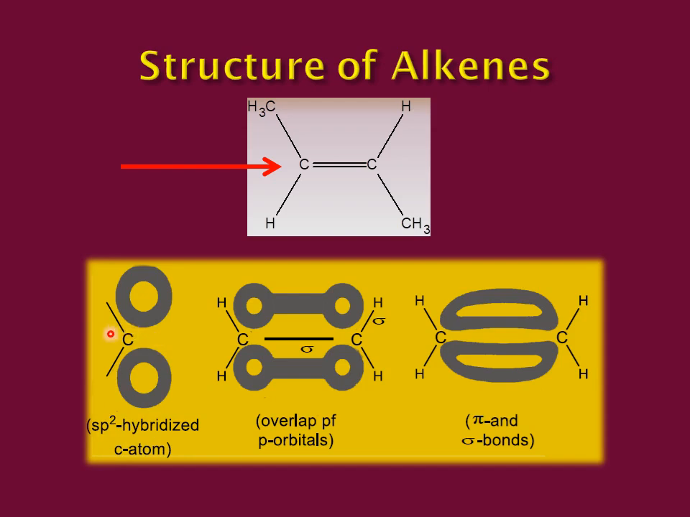So a carbon atom which is sp2 hybridized makes three sigma bonds, 1, 2 and the third one. The unhybridized p orbital then overlaps sideways to make a pi bond. So this is a molecule representing the electronic density of sigma bonds and pi bond in an alkene.